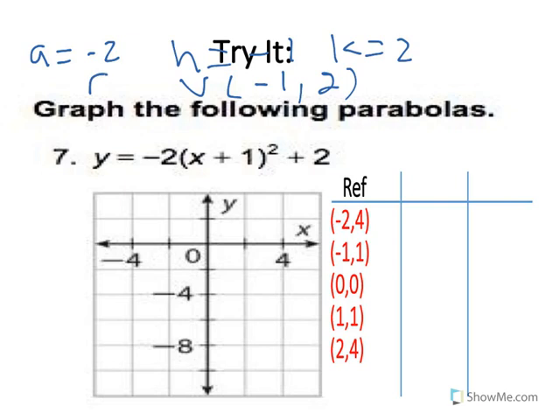Since a is negative, the graph will open downward. Our reference points will be x plus h and ay plus k, and we can use mental math for this. Negative 2, negative 1 gives us negative 3. 4 times negative 2 is negative 8, plus 2 gives us negative 6. Negative 1 and negative 1 gives us negative 2. 1 times negative 2 is negative 2, plus 2 gives us 0.